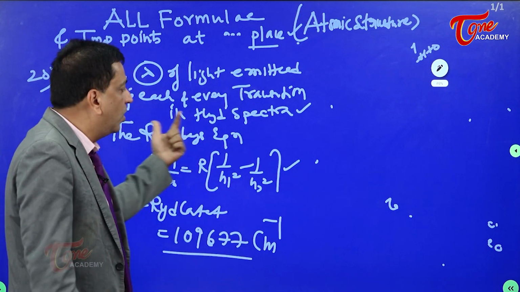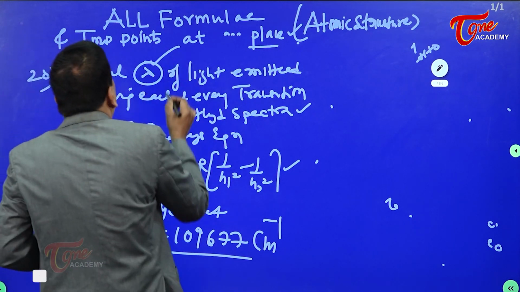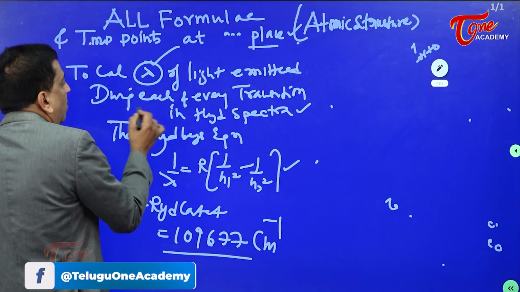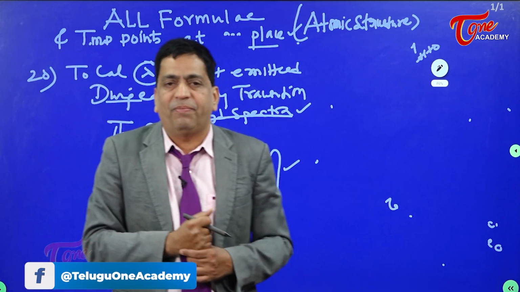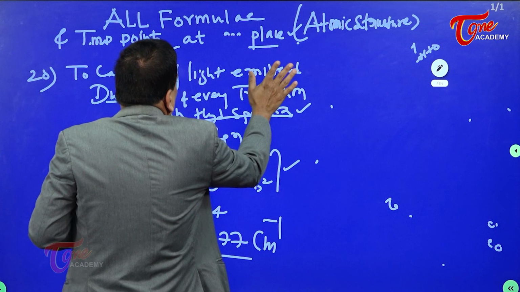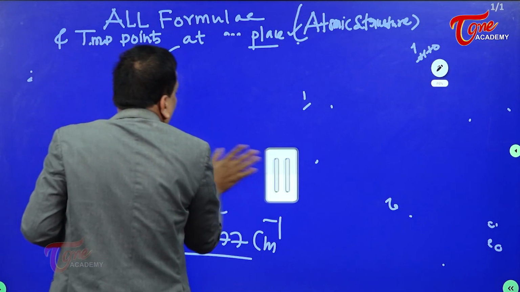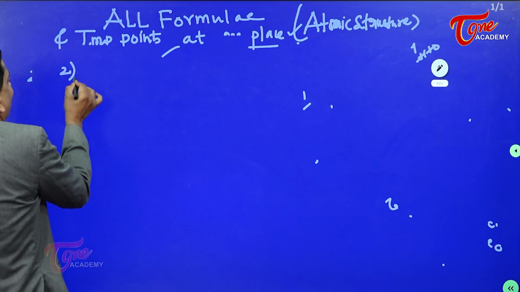You must understand that Rydberg's equation is basically used to calculate the wavelength, the lambda, of the light emitted during each and every transition in the hydrogen spectra, right? That is one. And then coming to the other one, that is the 21st point, right? 21st point, here is the case.